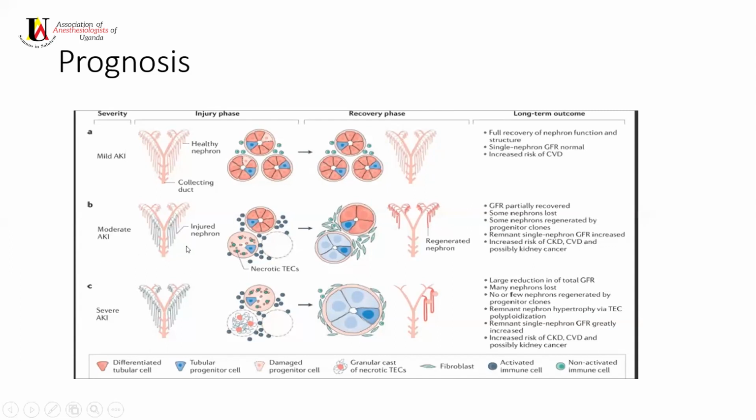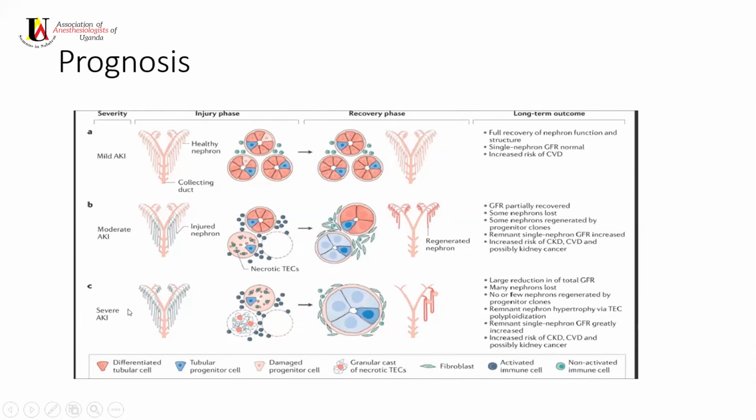So in moderate AKI, your injured nephrons are much more reduced than in the mild AKI. And at the recovery phase, there's a marked reduction. However, you still have some regenerative nephrons that are still available. So you have some GFR partially recovered, some nephrons lost, some regeneration, and an increased risk of CKD, cardiovascular disease, pardon? Cardiovascular disease and possible kidney cancer.